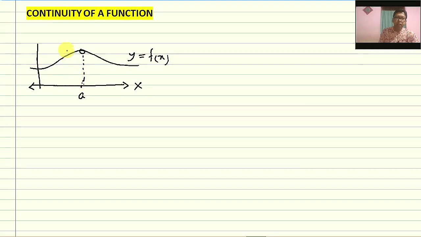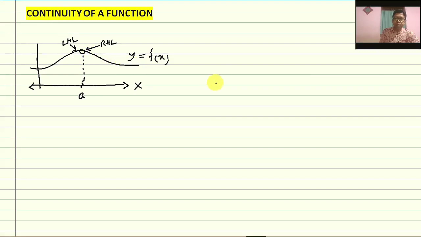And if you find that this is your LHL, left hand limit, and this is the RHL, both will exist, but f of a does not exist here. So maybe at this point the function is not defined anyway. So for this, the limit exists but the function is not continuous. On the other hand, if you want to draw this curve, after some moment you have to lift your pen and again draw the curve.